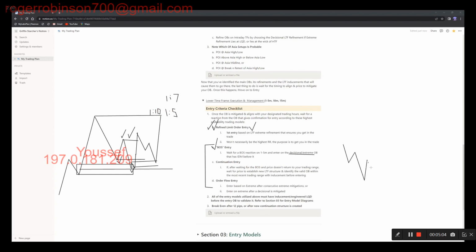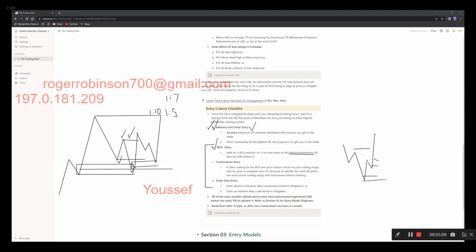If you have a BOS that looks like this, you're always going to have your decisional, you're going to have your extreme. How do you know which one is going to be valid? It comes down to inducement. So if you have your order block right here, and let's say you have something that looks like this, where do you think the correct order block is, everybody, the decisional or the extreme?